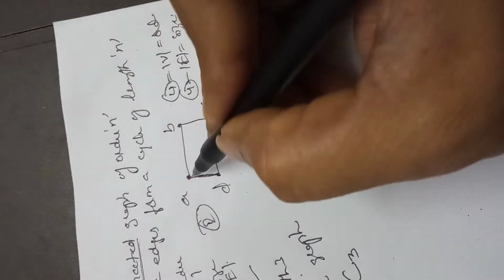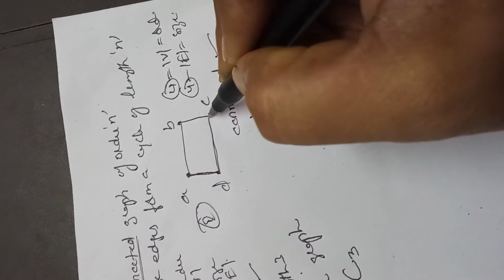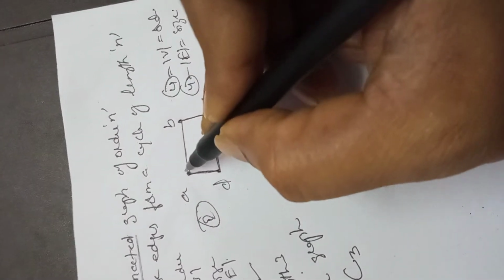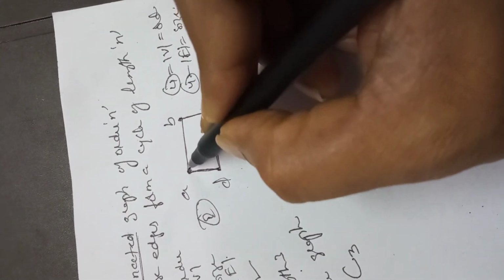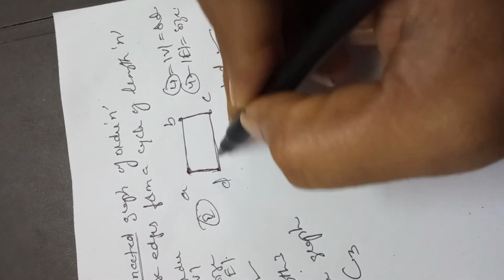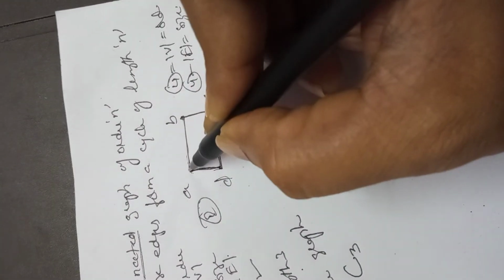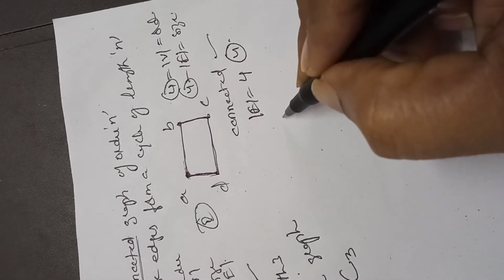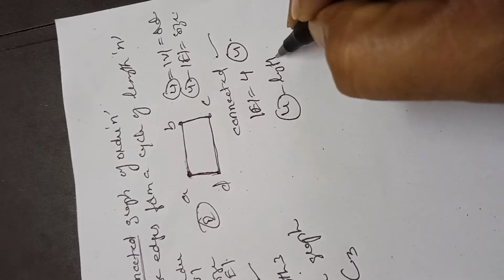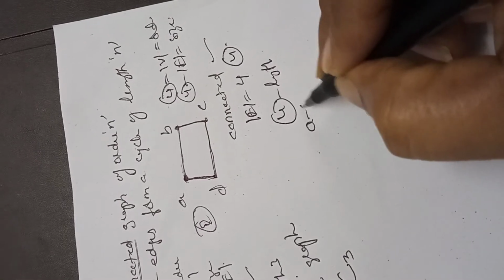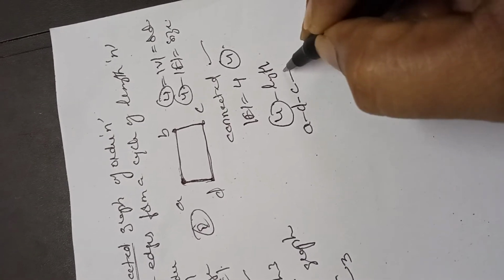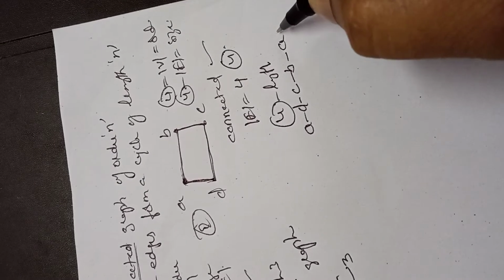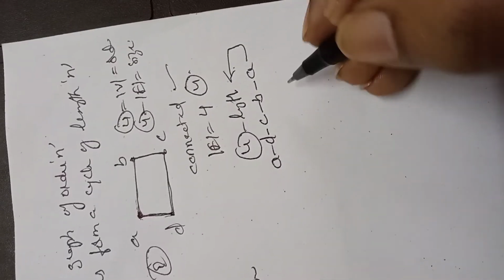They are moving along this D and this one and next this one and next this one. Here the starting point and final point is the same. The sequence of edges is called a path. Here, what is the length of that path? 4. The length of that path is equal to 4. That means A to D, D to C, C to B, B to A. The length of the path is equal to 4.